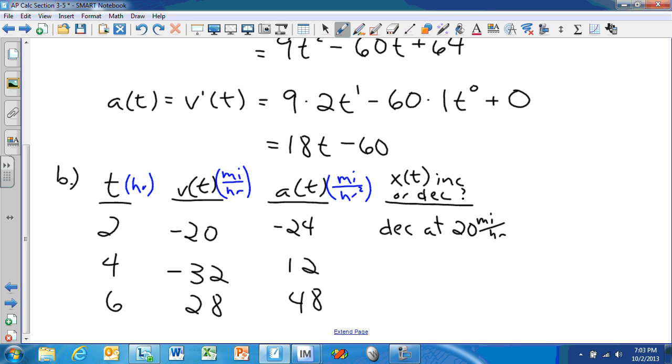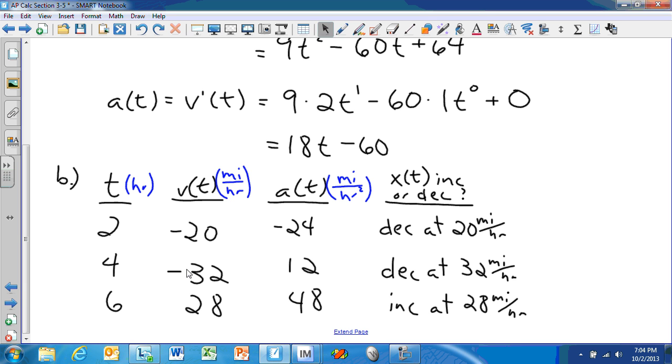Now for t equals 4, it's negative 32. So again, we are decreasing at a rate of 32 miles per hour. And then finally, at t equals 6, it's a positive 28. So we're increasing at 28 miles per hour.